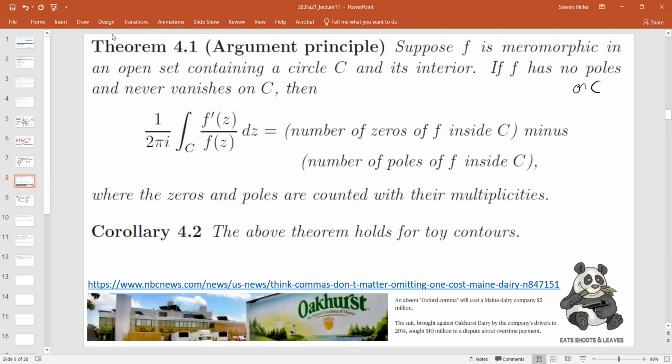So it's not immediately clear why we would care about this, but it relates this contour integral to some interesting information about f, the number of zeros inside the curve minus the number of poles. Why do you think we don't want to have a 0 or pole on the line that we're integrating about?